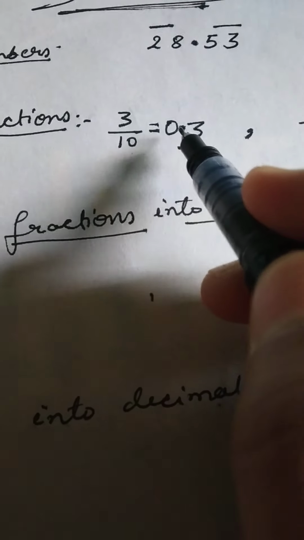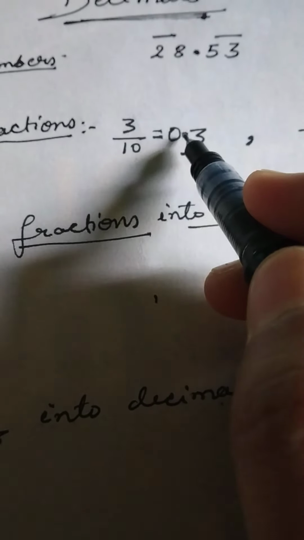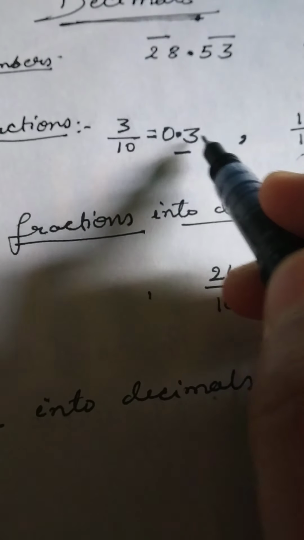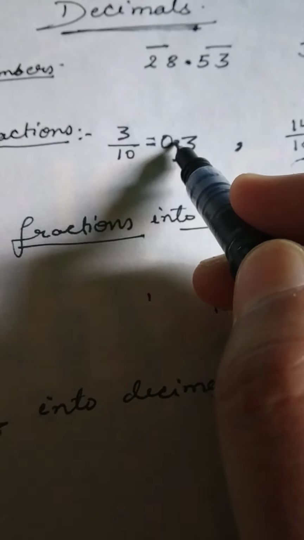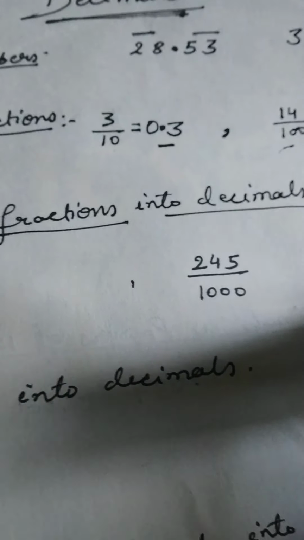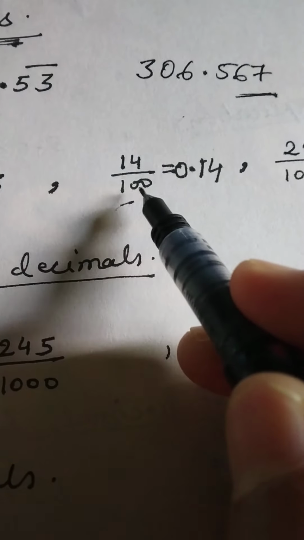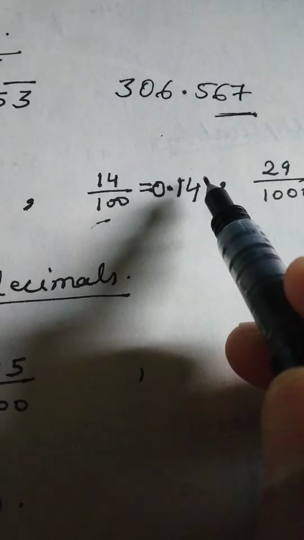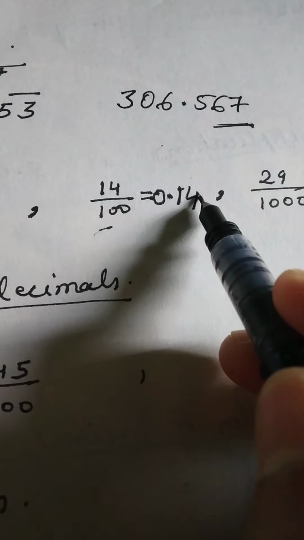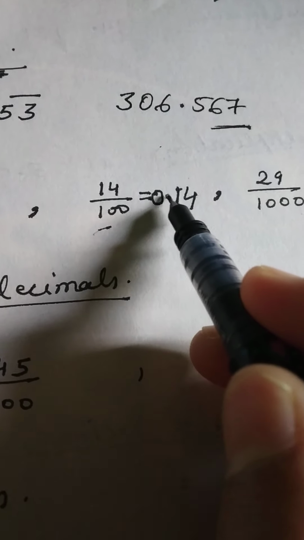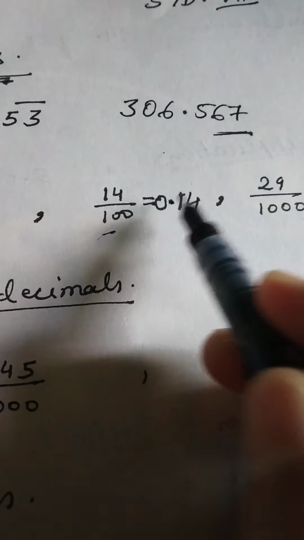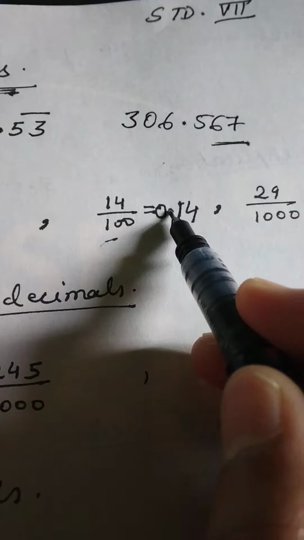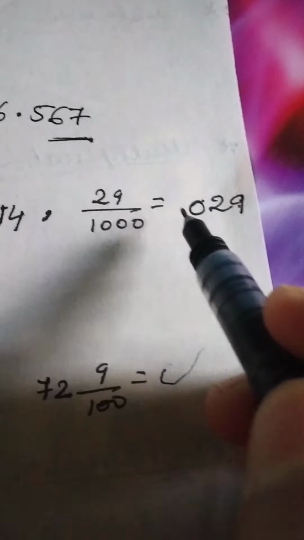So we will put the point after one digit from the right side. So 3 point, and here you can add 0. And 14 by 100, here how many zeros are there? 2 zeros. So after 2 digits from the right side we put the decimal point. 14, with the decimal point before the last two digits, and you can add a 0 here.